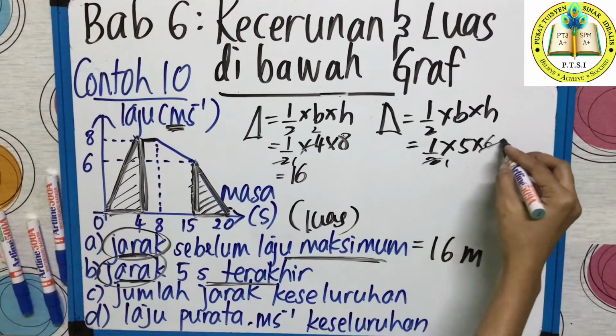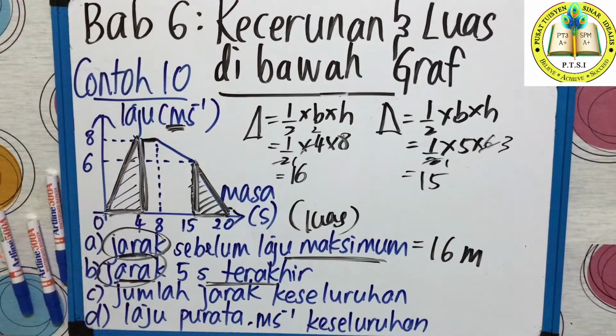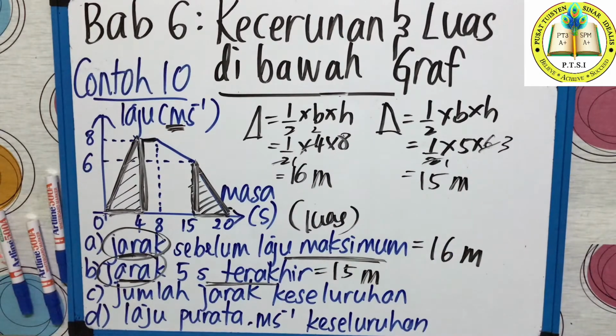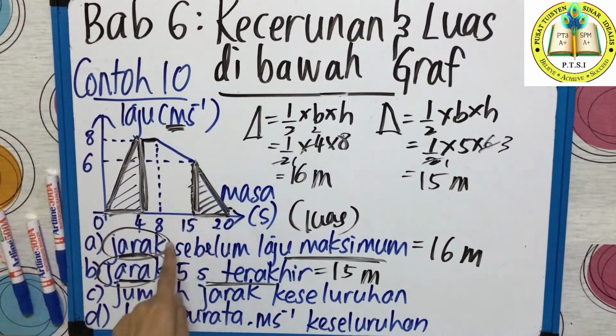You can do cutting also, kamu dapat 15. So when you do the jarak, apa unitnya? 15 meter. So must have meter. Every time when you do jarak, must put the unit, must do luas. Because this is laju masa graph, no jarak. So you do the area. Just now the front part area, now the B1 is the last part area.